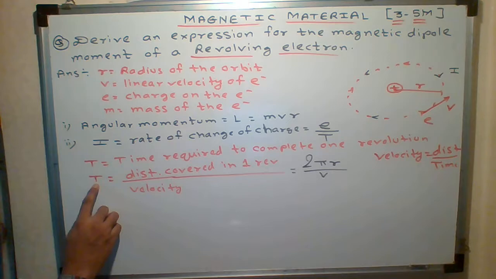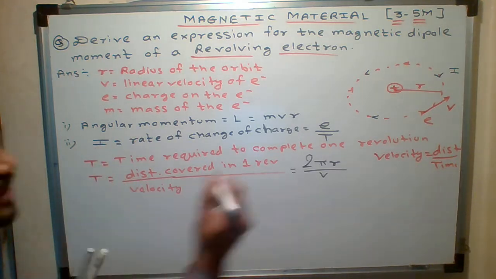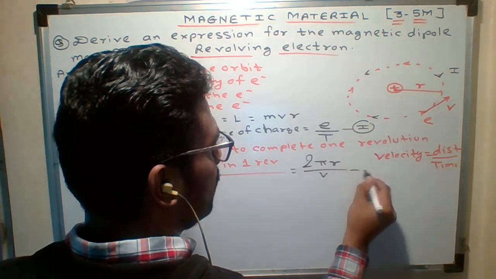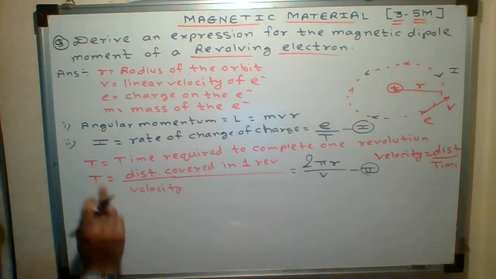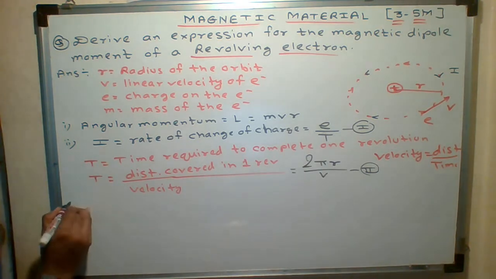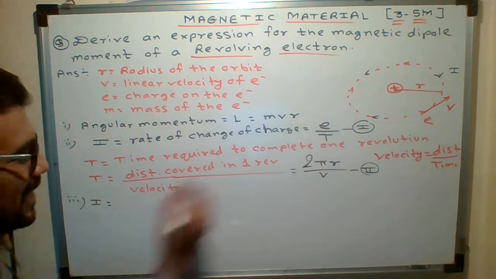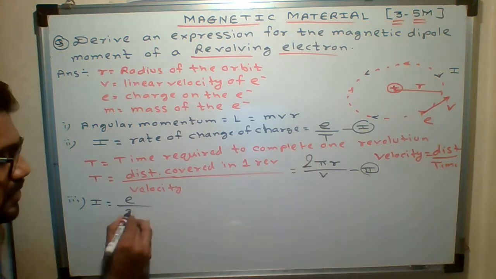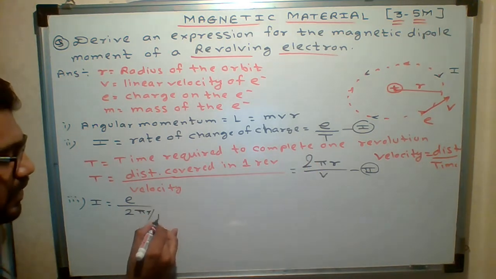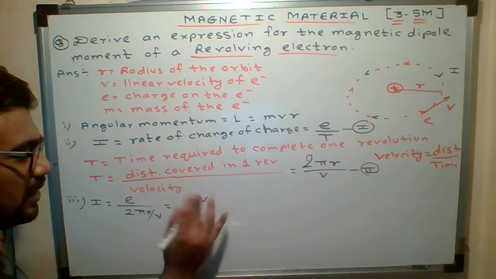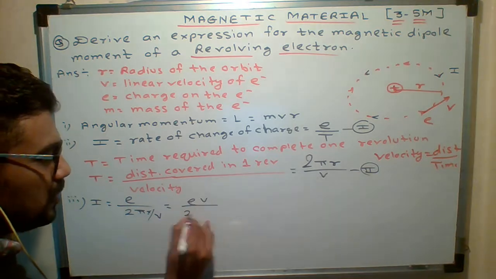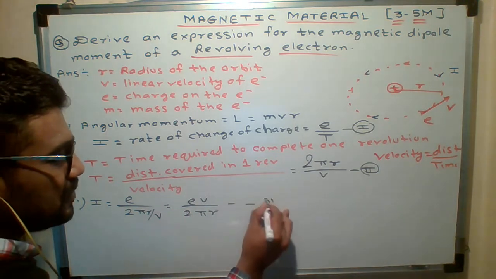What I will do is put this T in equation number 1. Don't worry students, I will explain it again for those who have joined late. So now I'm going to put the value of T in equation number 1. So what is current? The equation becomes E upon capital T, which is E upon 2 pi R by V. In the next step, this V will come in the numerator: E into V upon 2 pi R. Say this is equation number 3.